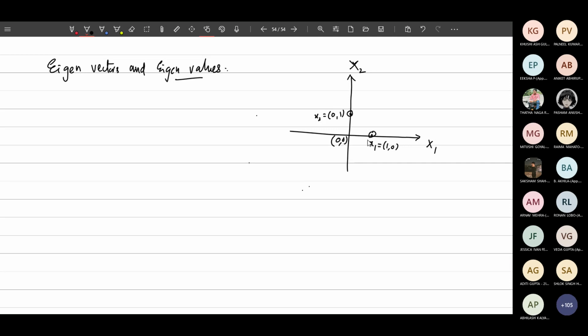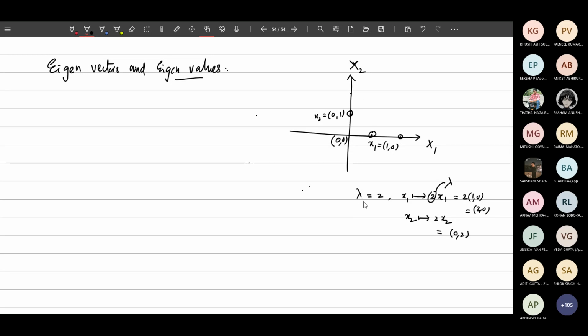Now if I multiply with a scalar, this means you take any scalar lambda equal to, say, 2. Then this x1 goes to 2 times x1, where this is lambda, right? And also x2 goes to 2 times x2. So 2 into 1, comma 0, is just 2, comma 0, and in this case 0, comma 2.